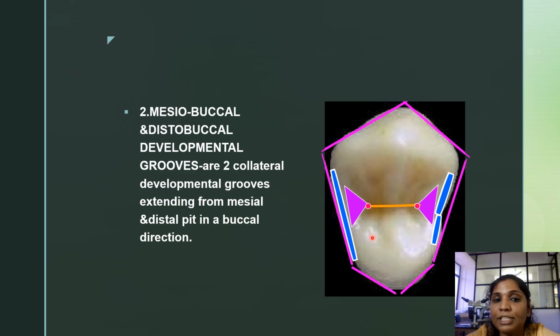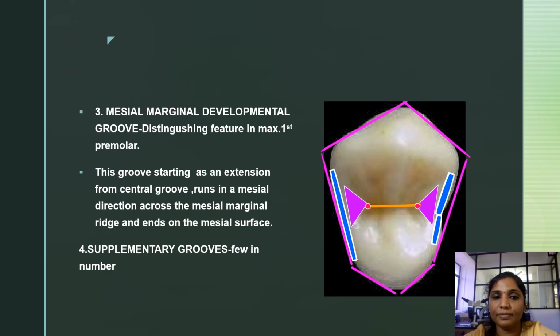Other grooves are the mesiobuccal and distobuccal developmental grooves. These are two collateral developmental grooves. They are extending from the mesial and distal pit in a buccal direction. Next is the most important distinguishing feature in the maxillary first premolar, that is the presence of the mesial marginal developmental groove, that we have already seen in the mesial aspect of the same tooth. And this groove, starting as an extension from this central groove, runs in a mesial direction across the mesial marginal ridge and ends on the mesial surface. Also, there are a few supplementary grooves present.